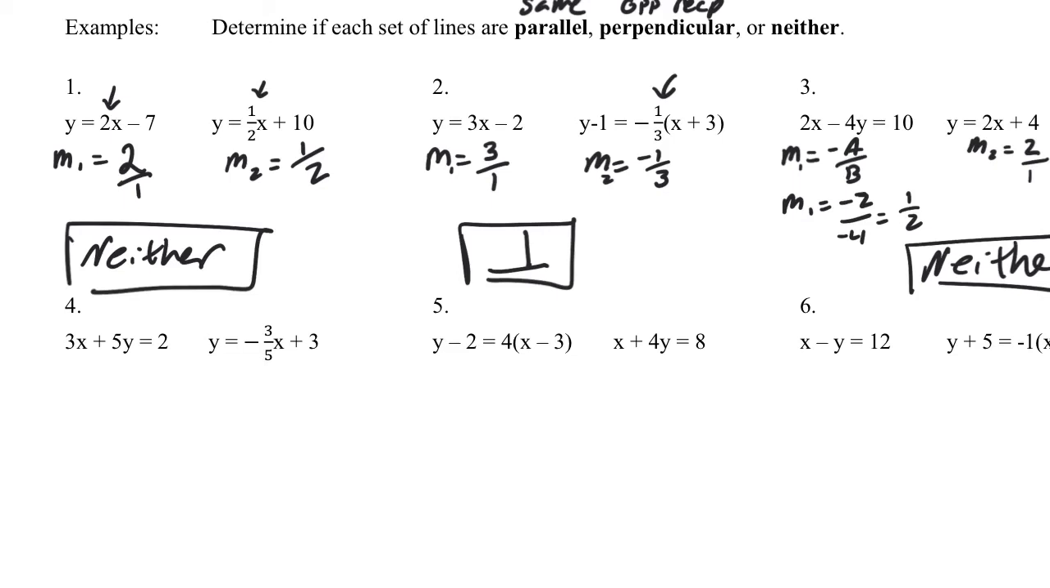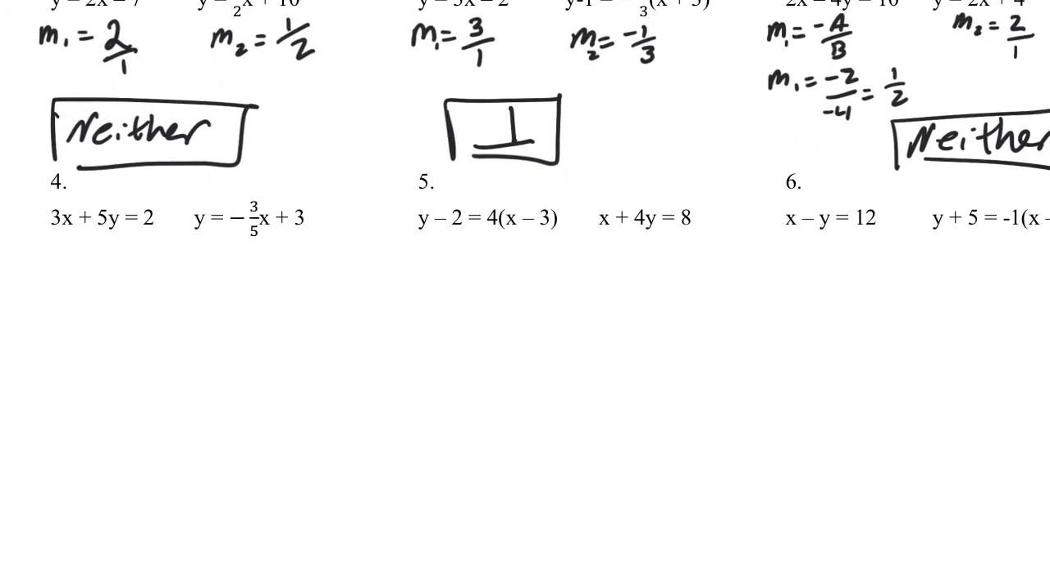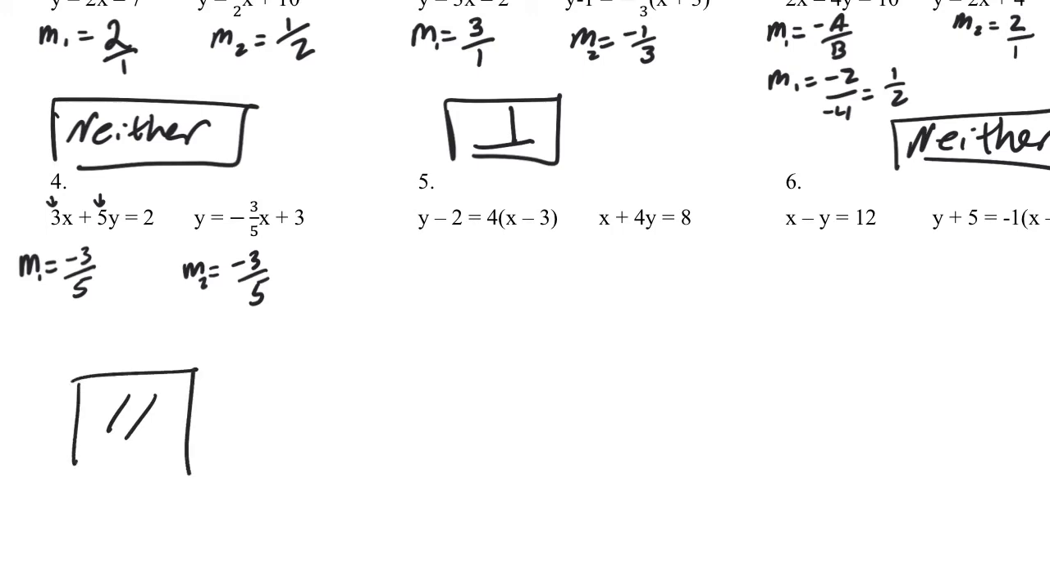Next set of lines. Again, we're going to work a little bit more with some standard form here. My slope is opposite a over b, so we're looking for a and b here. So we'd have negative 3 over 5, and that does not reduce. The second one is slope-intercept form, so our slope is just the coefficient of x, negative 3 over 5. Our slopes are the exact same value, so we would say that these lines are going to be parallel.